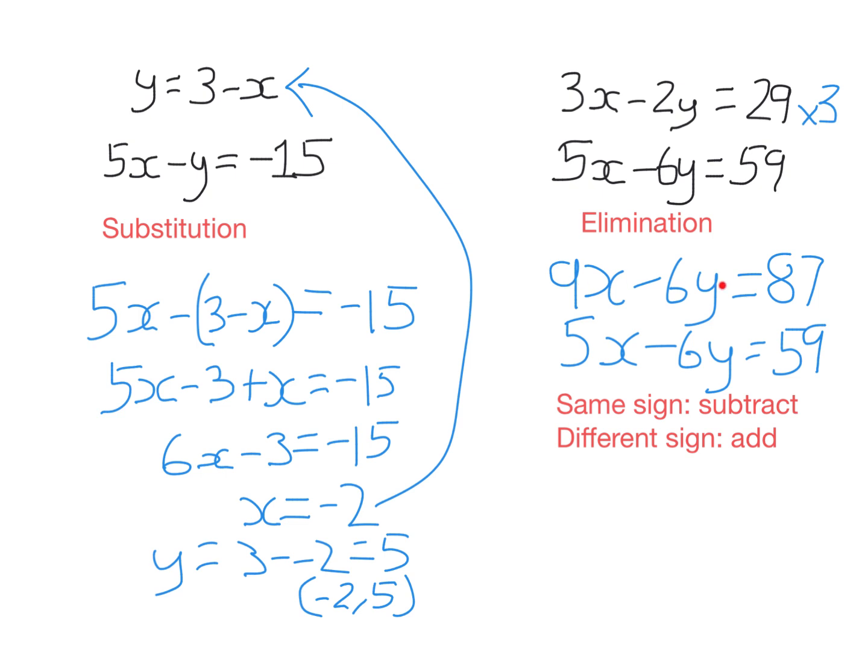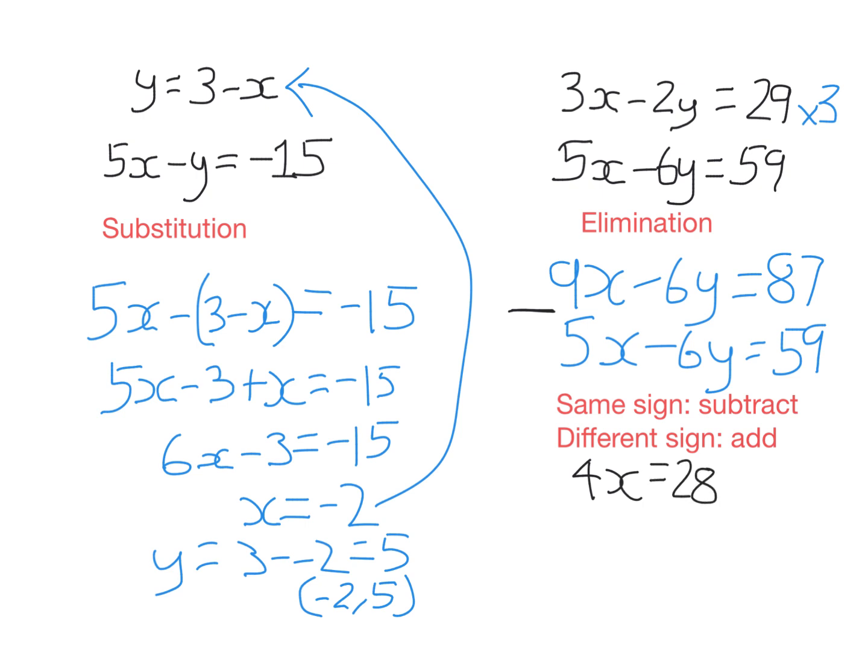It doesn't matter if I do top minus bottom or bottom minus top. So what I'm going to do here to get rid of the y's is I'm going to subtract. So 9x minus 5x is just 4x. Now -6y, subtract -6y is 0. That's why I'm doing it, to get rid of the y's. 87 minus 59 is equal to 28.